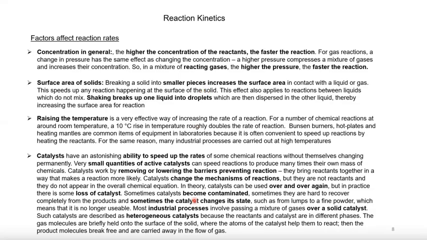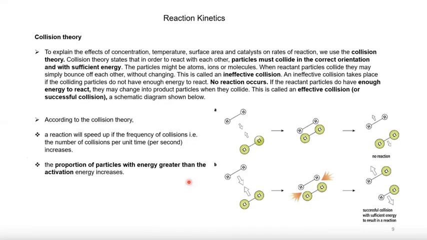So this catalyst is very much needed for industrial purposes. Most industrial processes involve processing a mixture of gases over a solid catalyst, so most industrial catalysts are heterogeneous. And then we see that the rate of reaction depends on the concentration, surface area, temperature, and catalyst. We go to the collision theory. What is collision theory?